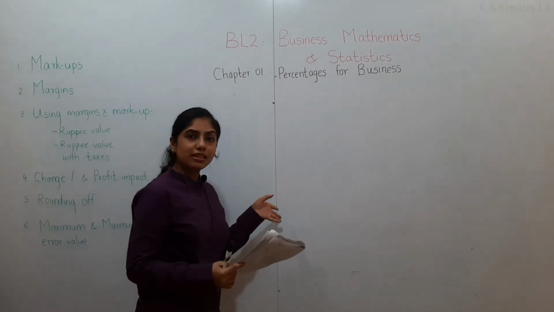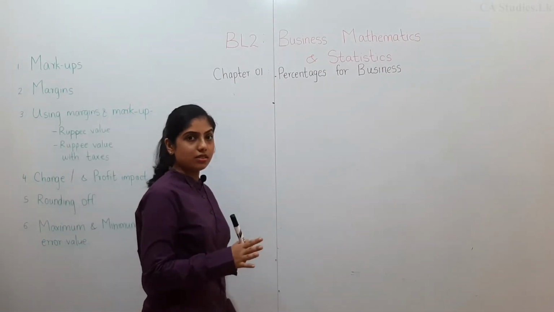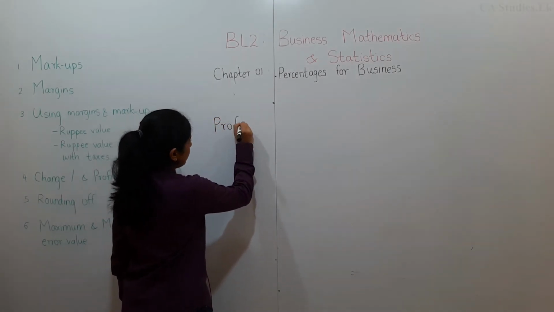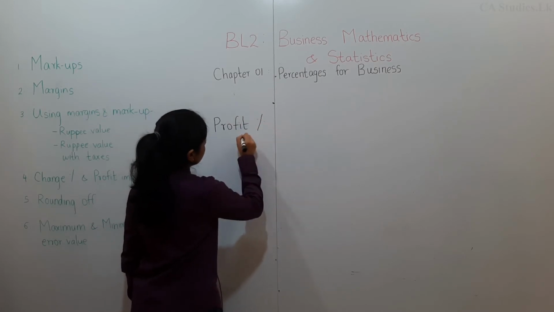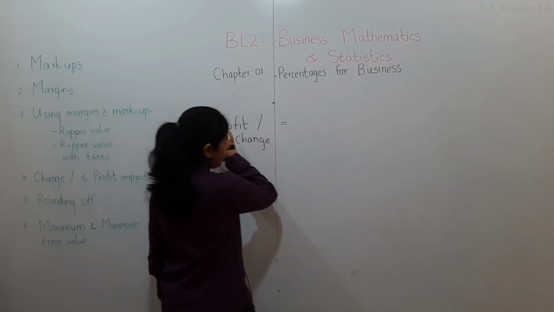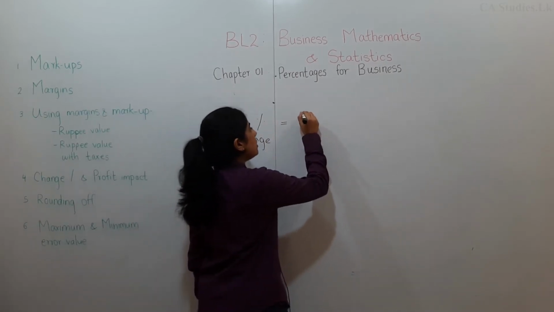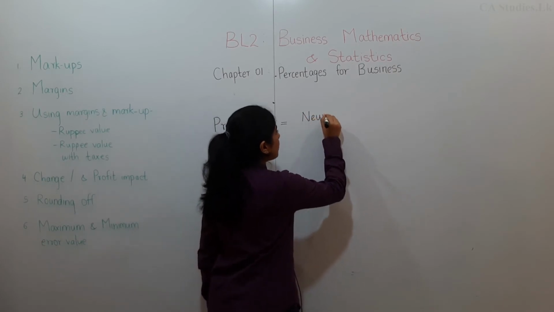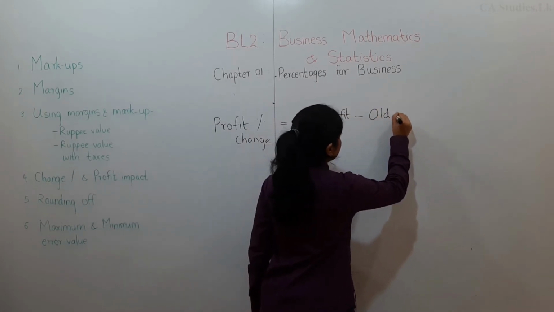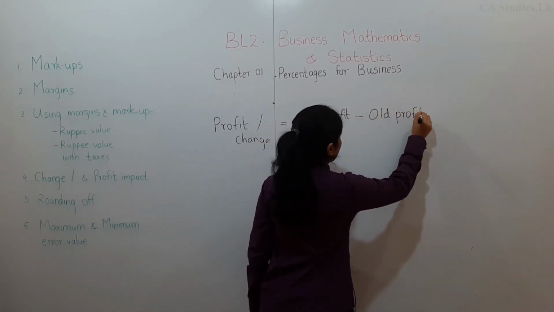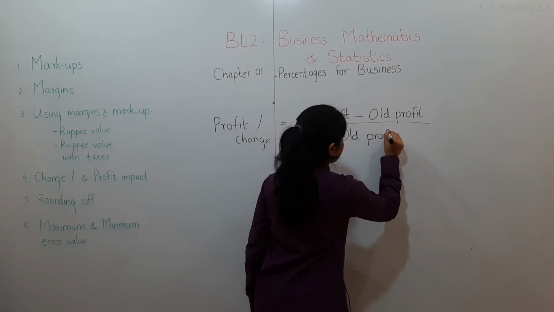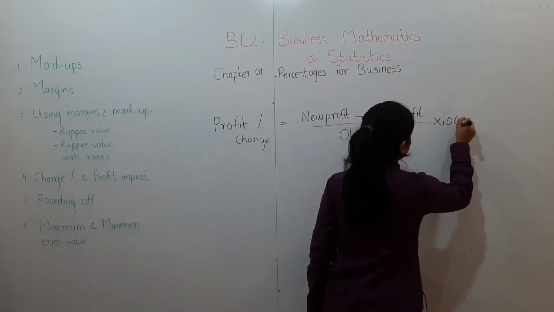The profit percentage change. First, what is the profit percentage change formula? In this they gave profit, no? So profit percentage change is equal to, since profit is the variable, new profit minus old profit, divided by old profit, into 100%. That's what we learned.